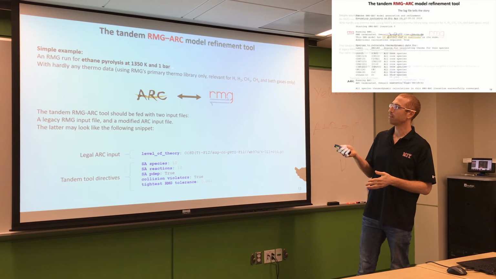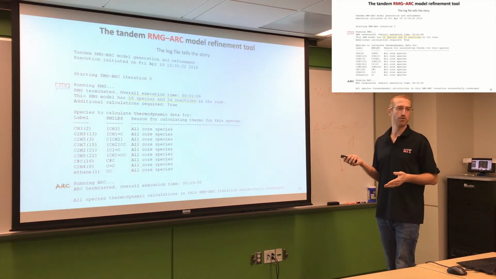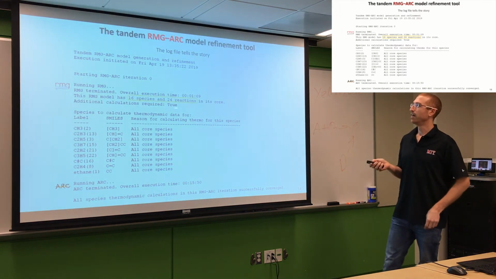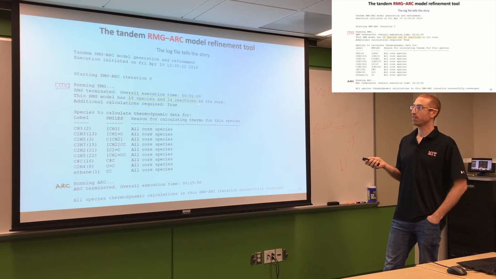Ethane pyrolysis at these conditions. Once RMG terminated, it took just over a minute to do the ethane pyrolysis. It says it has 16 species and 24 reactions in the core.